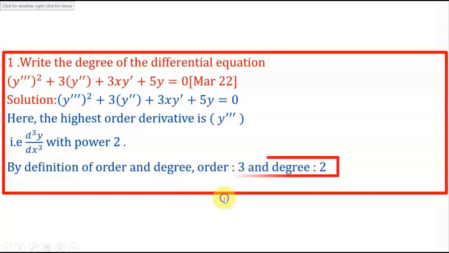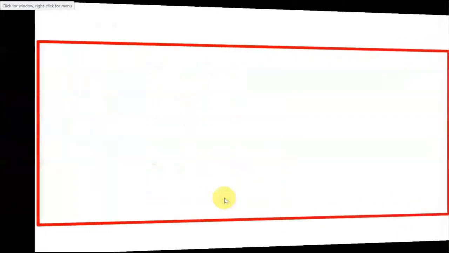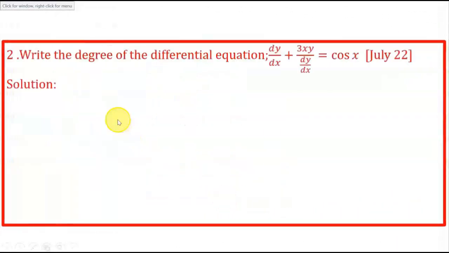Now next, write the degree of the differential equation dy by dx plus 3xy upon dy by dx is equal to cos x. This question was asked in the July 22 examination.